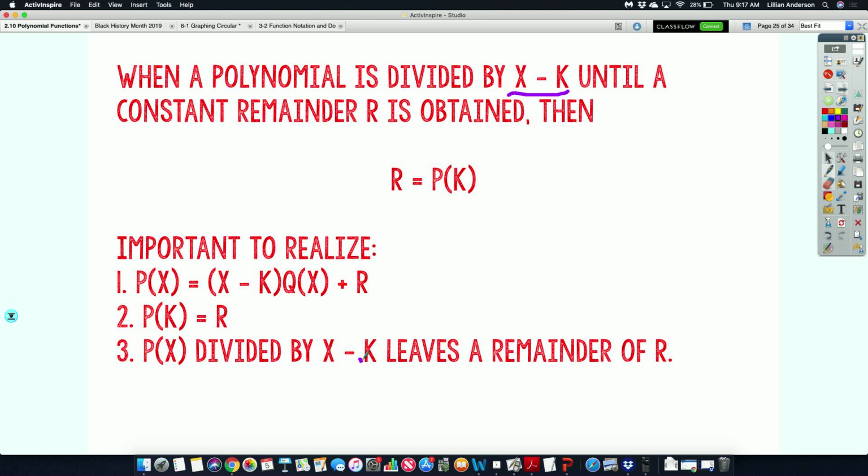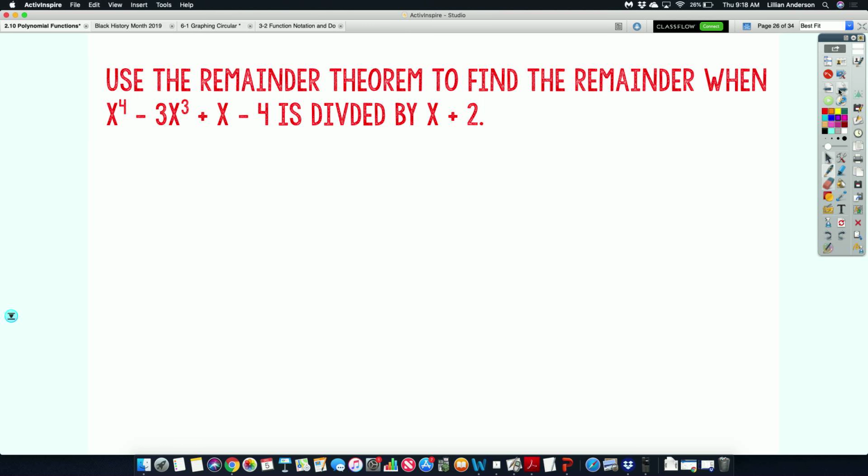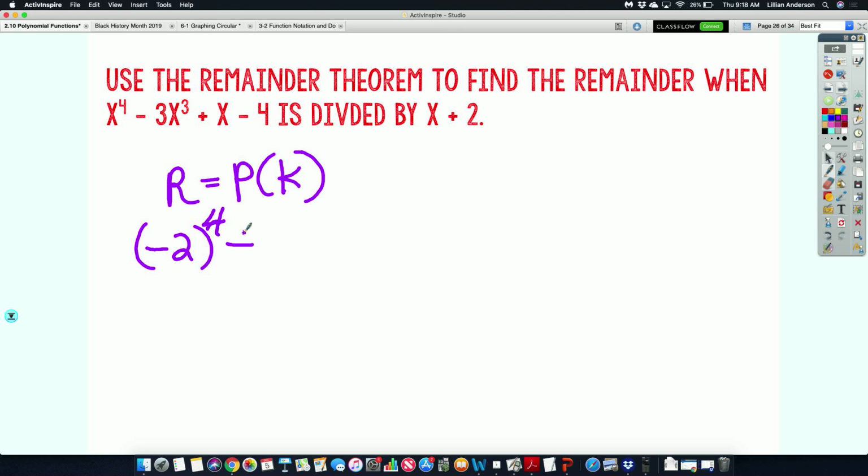Question? Starting off simple. We're going to use the remainder theorem to find the remainder when x to the fourth minus 3x to the third plus x minus 4 is divided by x minus 2. Remainder theorem is basically, to get your remainder, you evaluate your polynomial at that particular root. What is the root here? 2. So that means you're going to plug in 2 for every x of that polynomial to get your remainder.